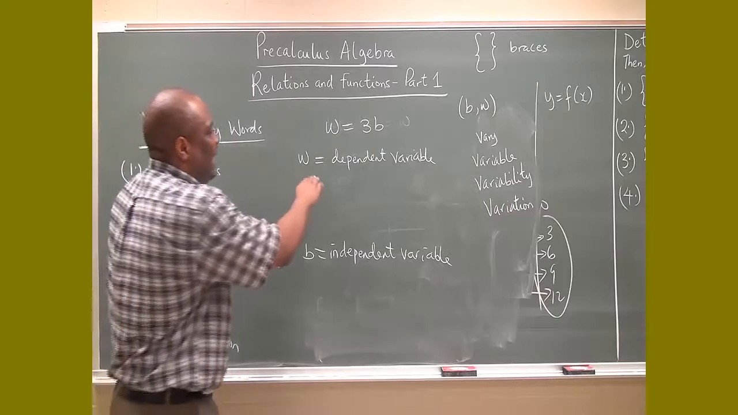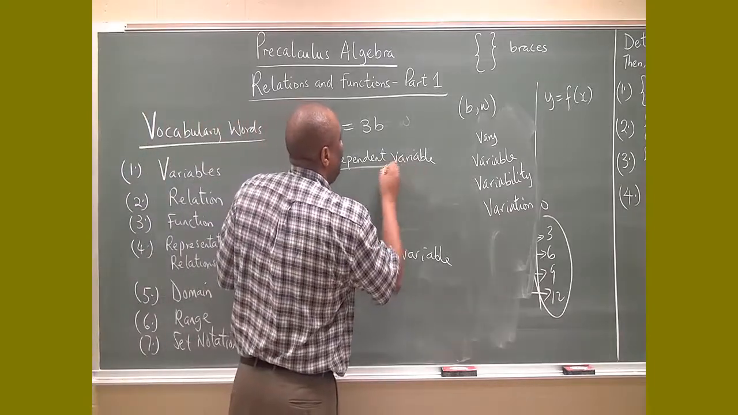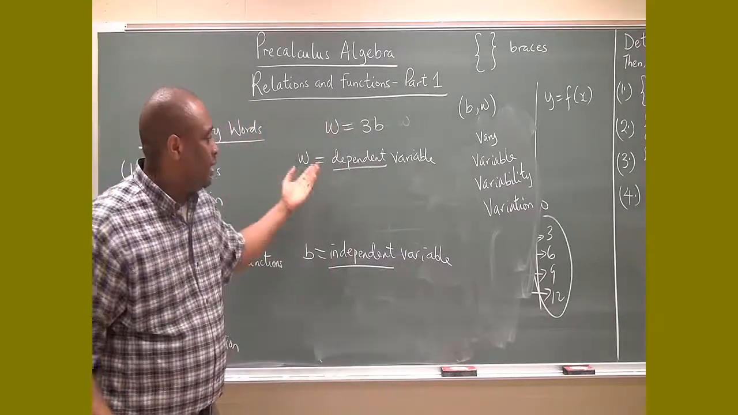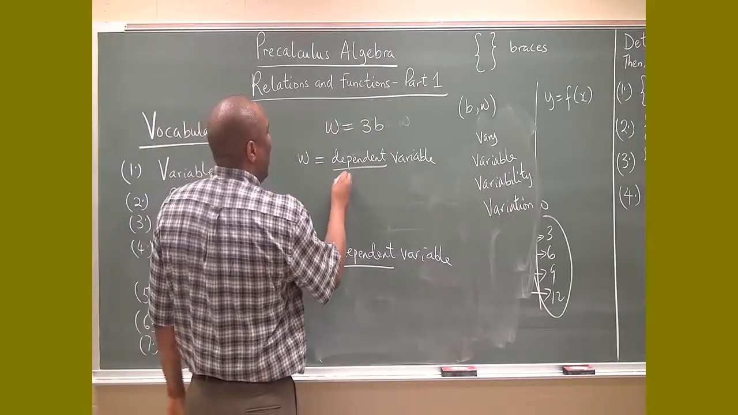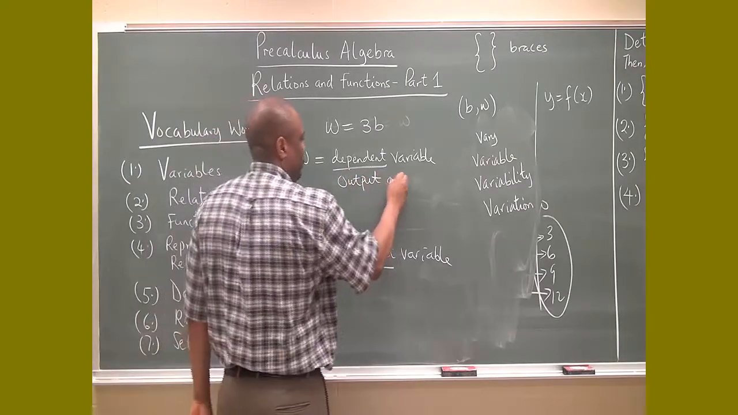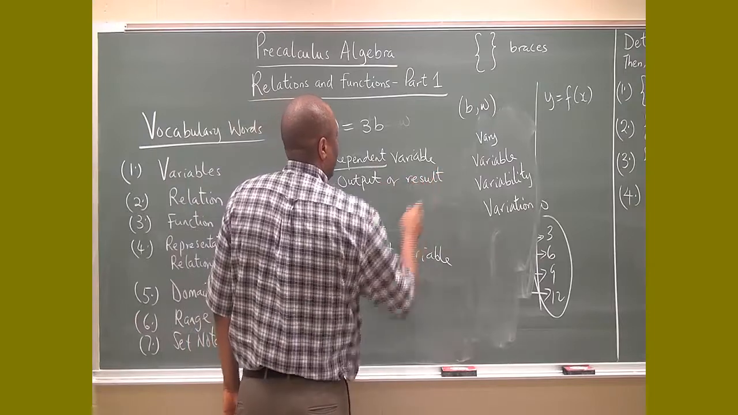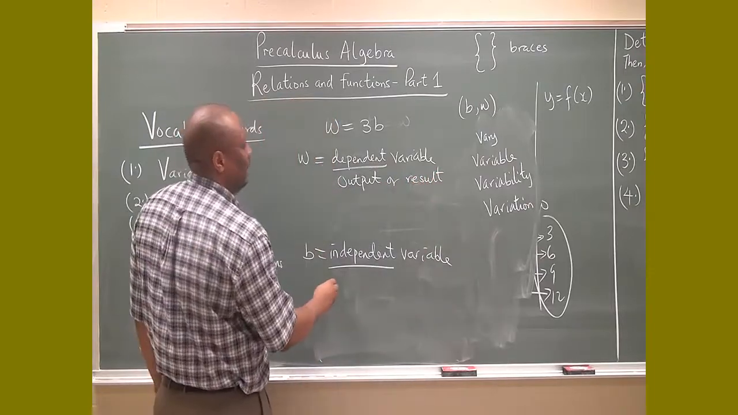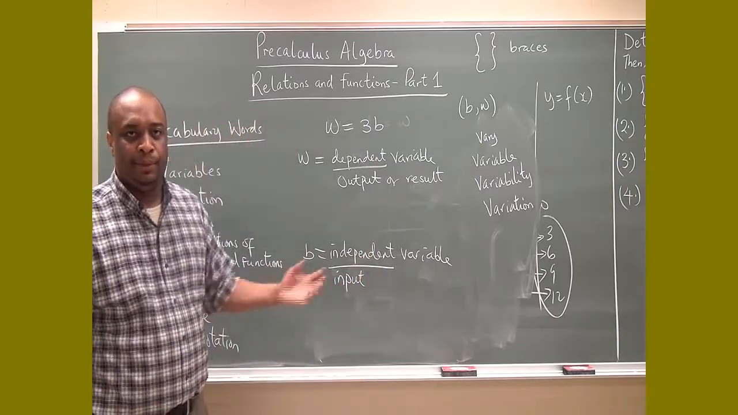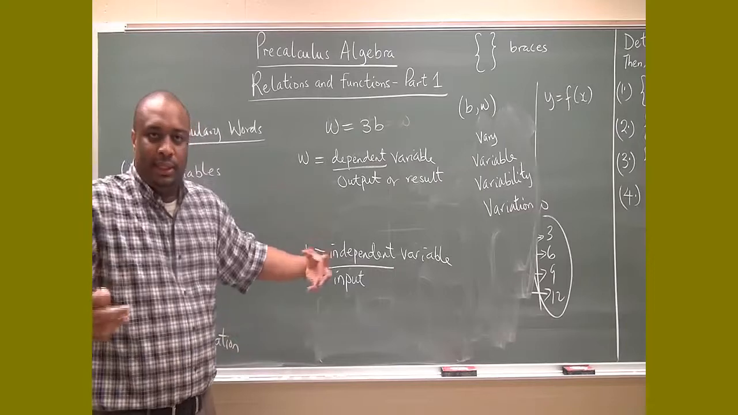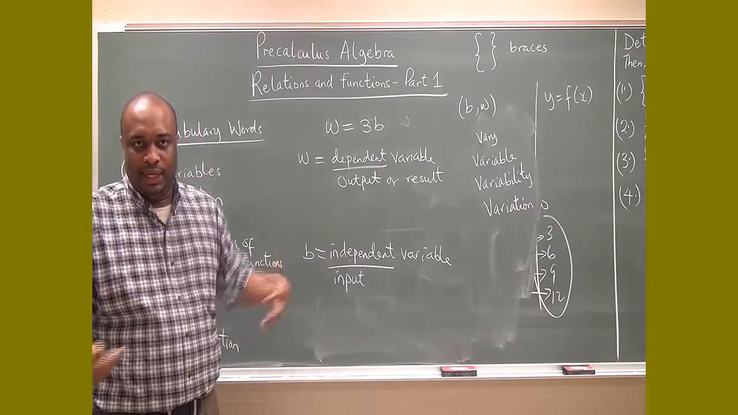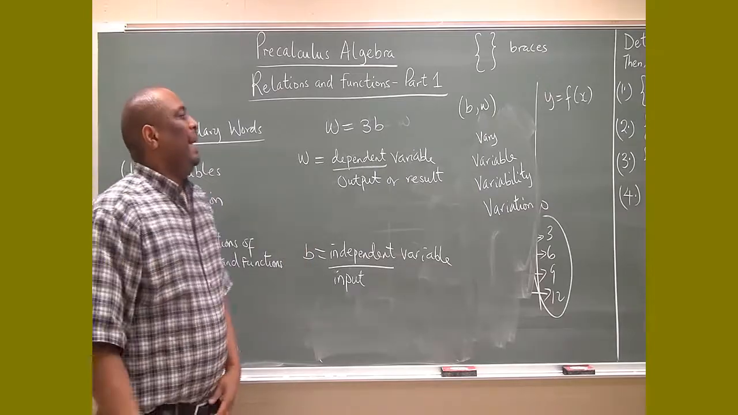Another thing you can call this, besides dependent variable and independent variable: you can also call W the output because it is the result. And then B is the input. You eat the burger, then the weight is the output. The input is the burger you eat; your weight that you gain is the output that you display.